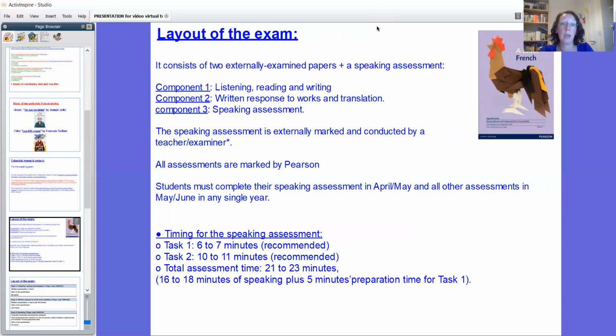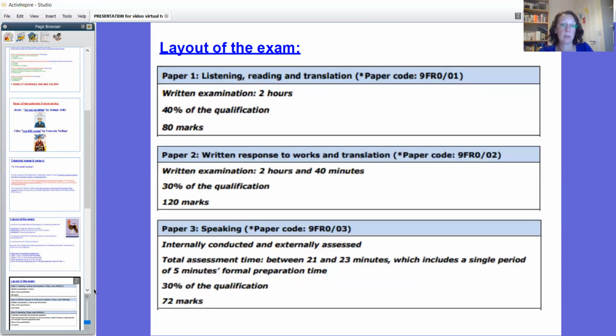All papers are. And students usually complete the speaking assessment in April or May, whereas the other 2 papers take place in June or in the exam period of that year. The timing of the speaking assessment is actually quite a long assessment. In total, it's about 23 minutes maximum, including 5 minutes of preparation. So students actually get to speak about between 16 and 18 minutes in French, which is quite a lot compared to GCSE. There is a bit more information on here about the actual weighing of the exams and the timings.